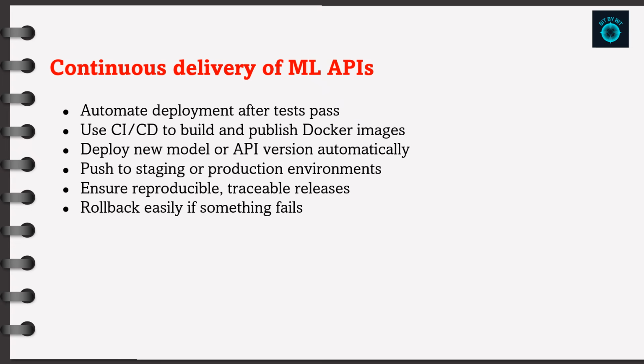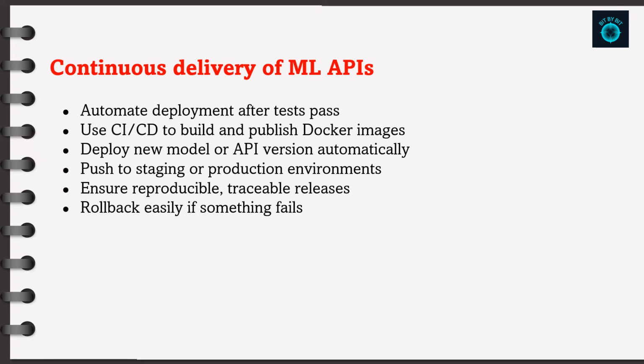First, we automate deployment after tests pass. This means our delivery process only runs if all previous stages, like linting, unit tests, and quick model training, succeed. If something fails, deployment stops. That guarantees that only stable builds ever reach production.